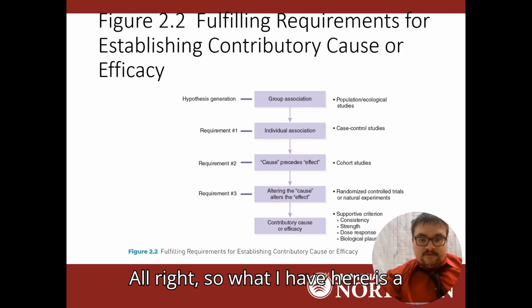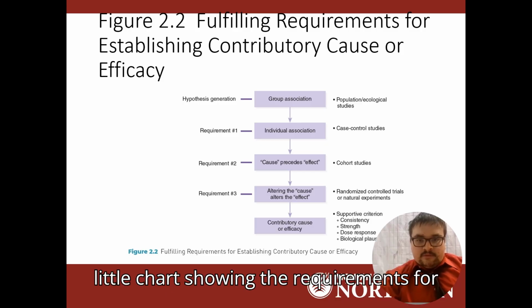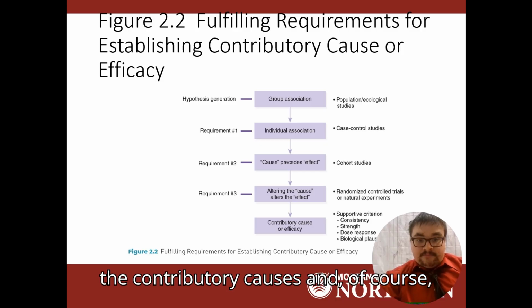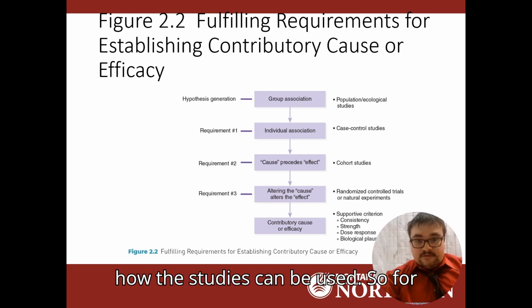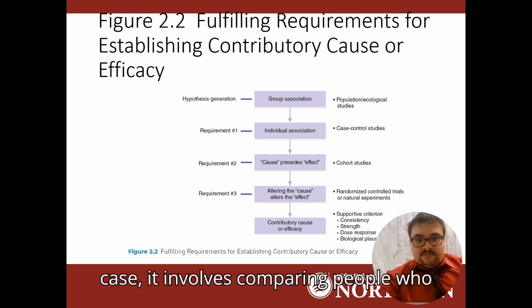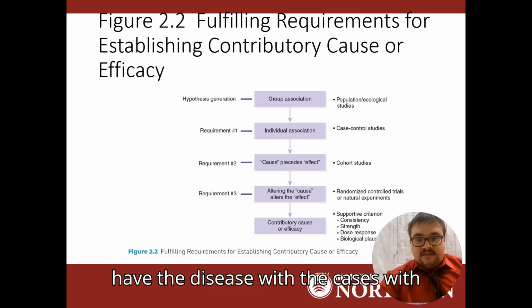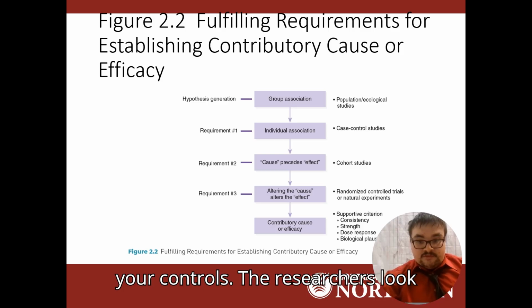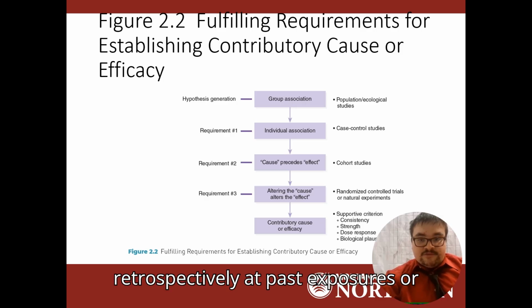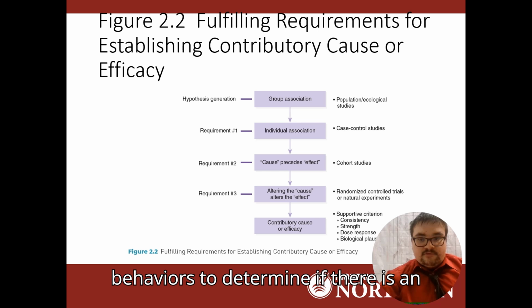All right, so what I have here is a little chart showing the requirements for the contributory causes, and of course how the studies can be used. So for case, it involves comparing people who have the disease, the cases, with those who do not, which are typically your controls. The researchers look retrospectively at past exposures or behaviors to determine if there is an association.